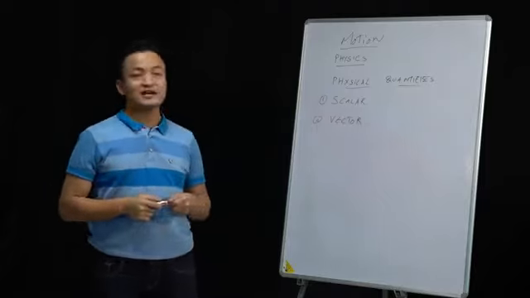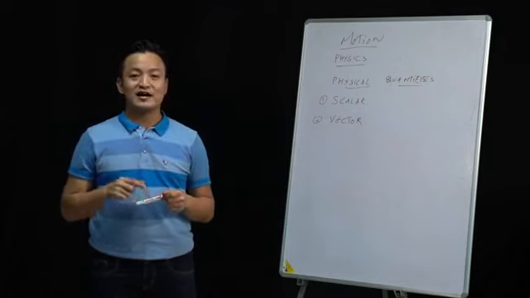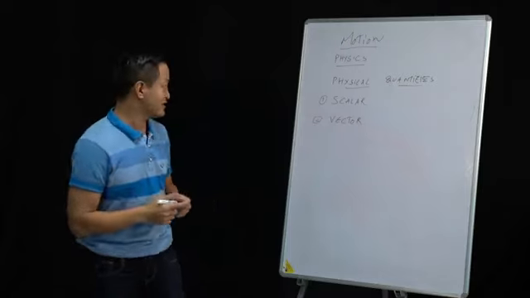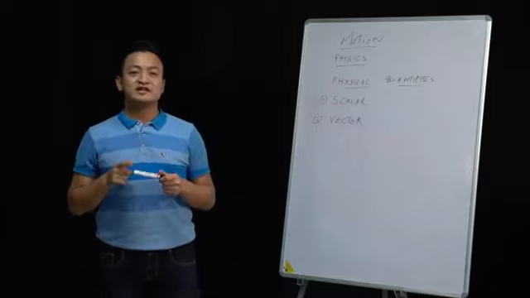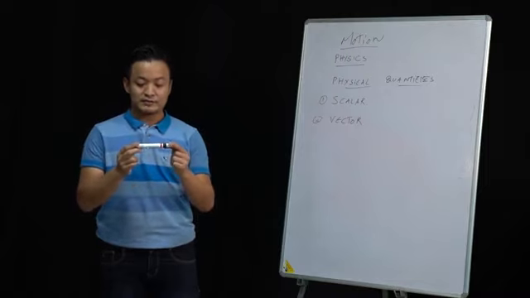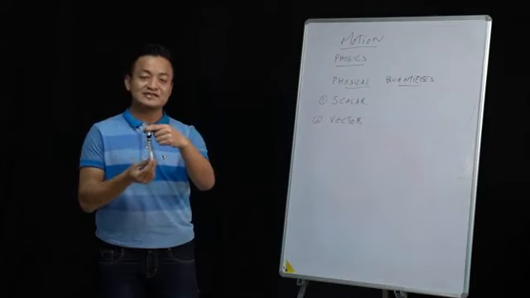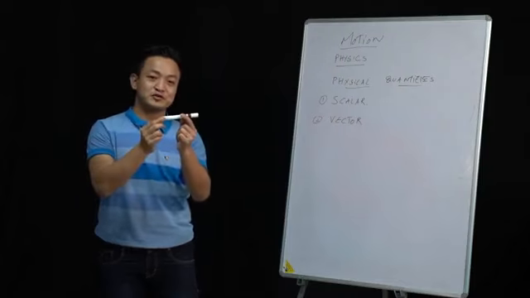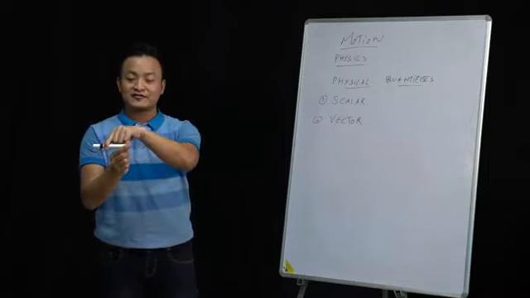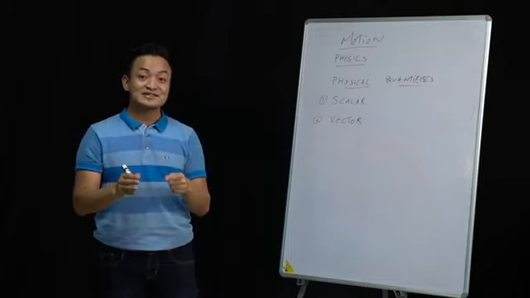So what is scalar quantity? Scalar quantities are those physical quantities which are dependent on magnitude but independent of direction. When I say independent of direction, I'll give you a very simple example. Let's take this marker. Let's say the length of this marker is 10 centimeter. I've changed the direction towards the right, it's still 10 centimeter. I've changed the direction towards the left, it's still 10 centimeter.